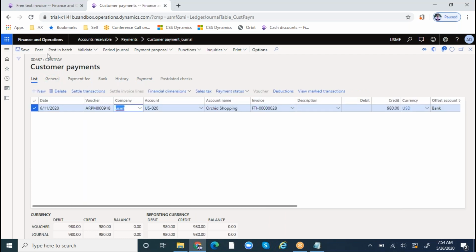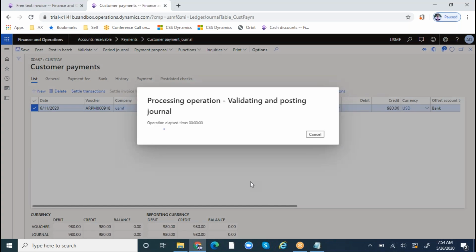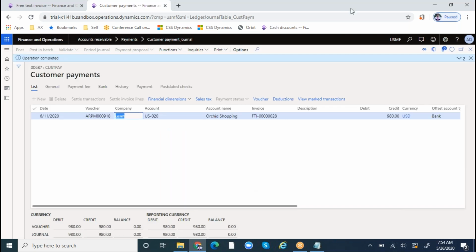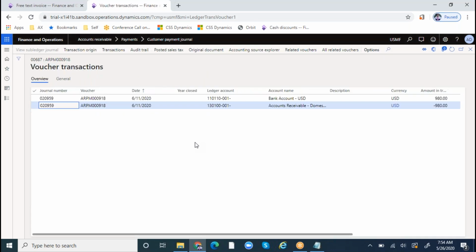Fine, let me post here first. So it was posted. Okay, now once it is posted, you can click on voucher. It will show 980 only.